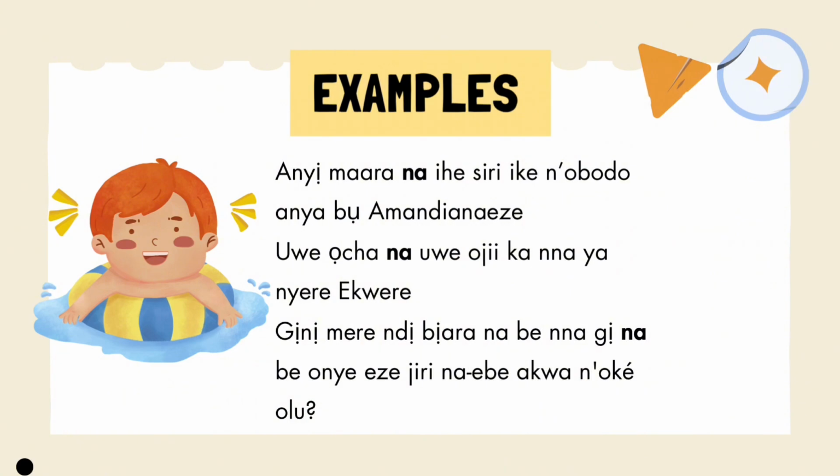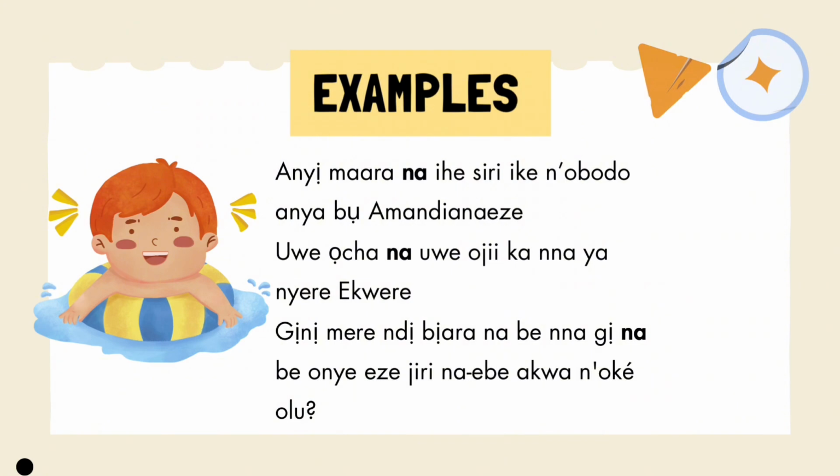Let's look at these examples further. Anyị maara na ihe siri ike n'obodo anyị bụ ama ndị a na-eze. So you could see na in that, written in bolded letters, functioning as a conjunction, joining anyị maara, and then ihe siri ike n'obodo anyị bụ ama ndị a na-eze. Anyị maara is we know. Ihe siri ike n'obodo anyị bụ ama ndị a na-eze means that things are difficult in our country, ama ndị a na-eze.